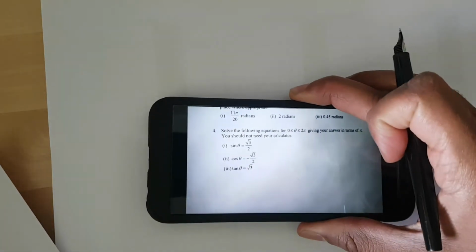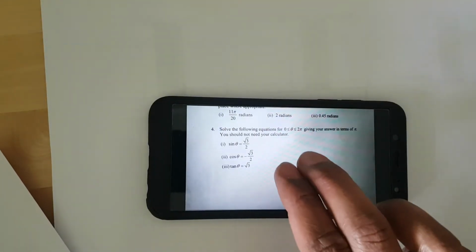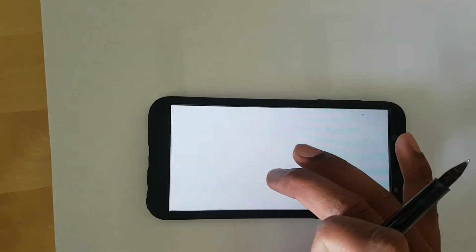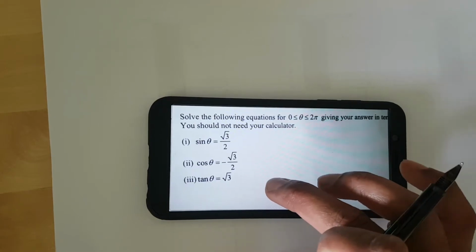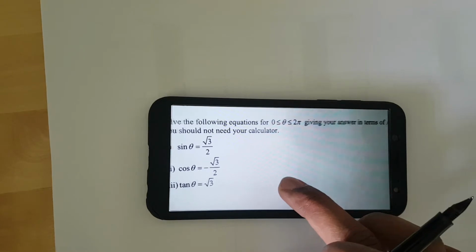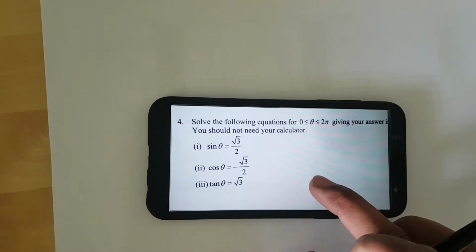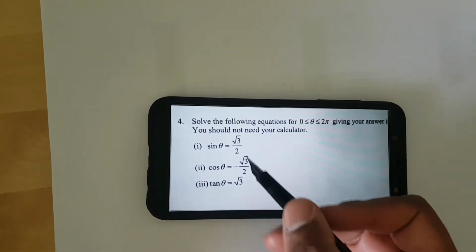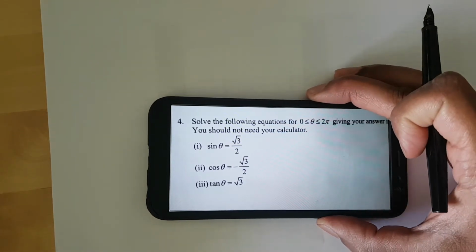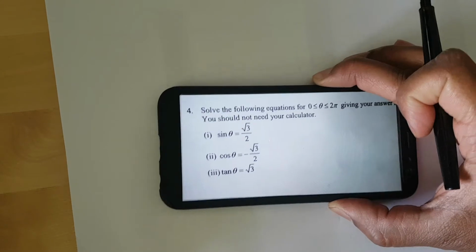All right, so here we have a question about cos, sine, and tan in radians, where I have some standard answers that I ought to be able to, if not know, then work out. And I'm told to solve the following equation for 0 to 2 pi in terms of pi, not needing a calculator. I'm going to do questions 1 and 3 first, and then 2 last, because it's not more complicated, but it's worth viewing it a little bit differently.